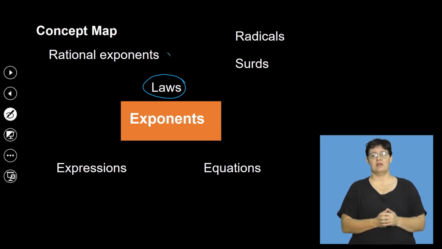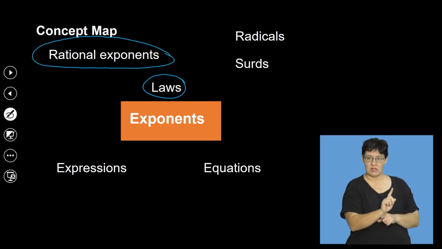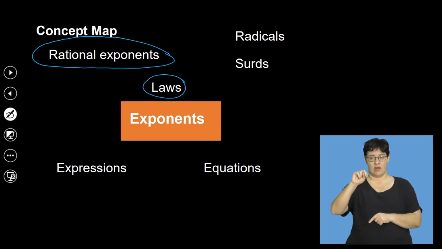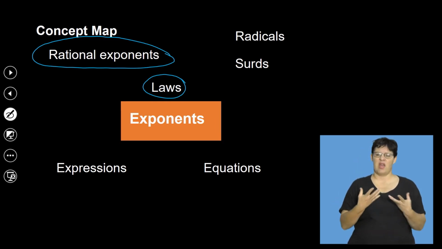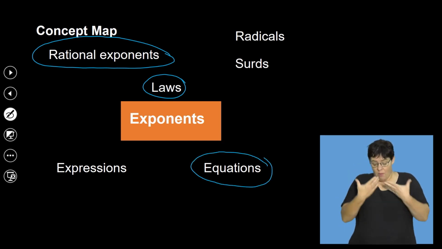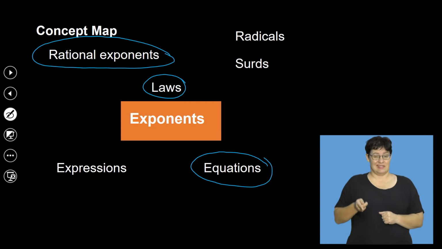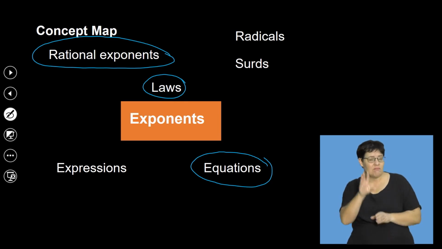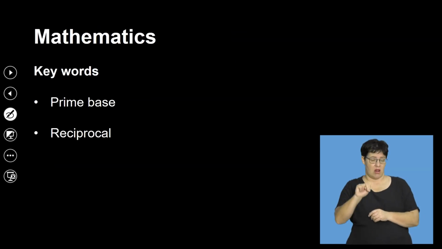And then now we're going to introduce what we call rational exponents. And then we're going to have radicals, which are the same as surds. But for now, I'm mainly going to be looking at the concept of equations, right? And those equations will include some rational exponents there for us to look at.